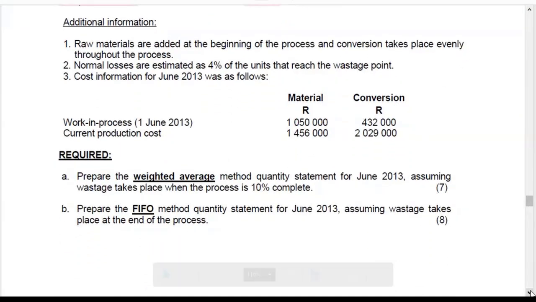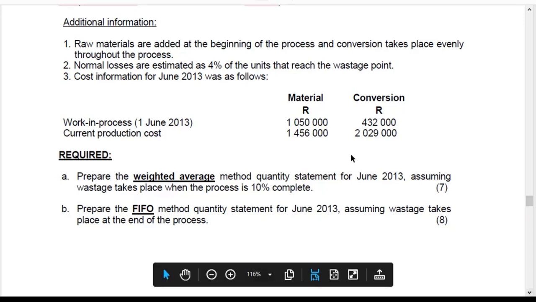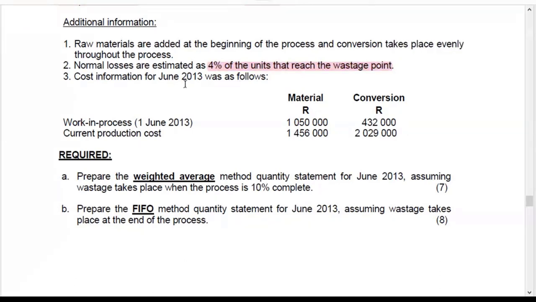Additional information that they provide here is saying that the materials are added at the beginning and conversion is a standard process. Normal losses are estimated as 4% of those that reach the wastage point. So this is the size of the normal loss. Normal loss is estimated to be 4% of the units that reach that wastage point.